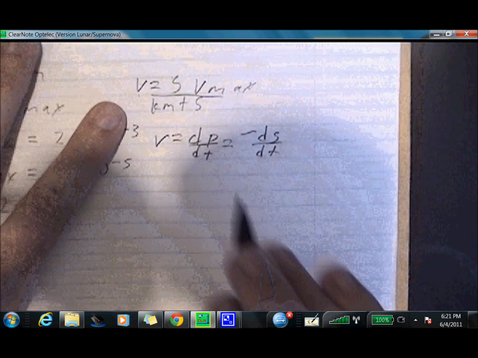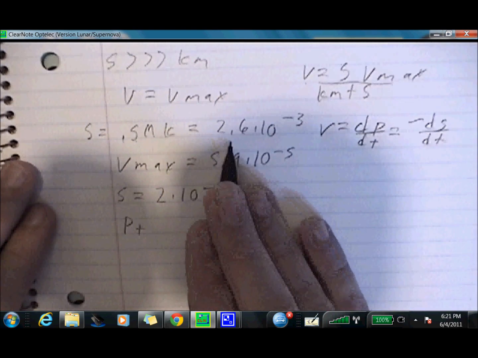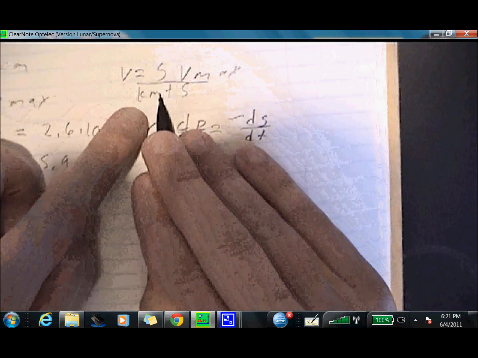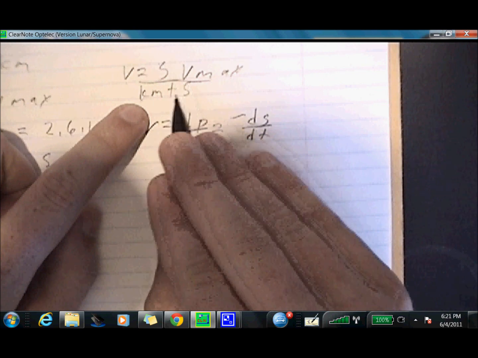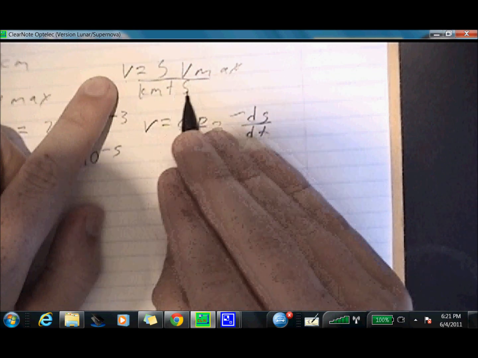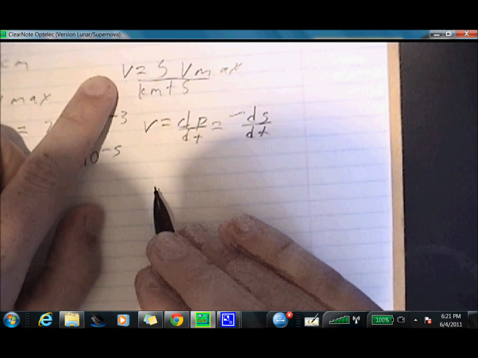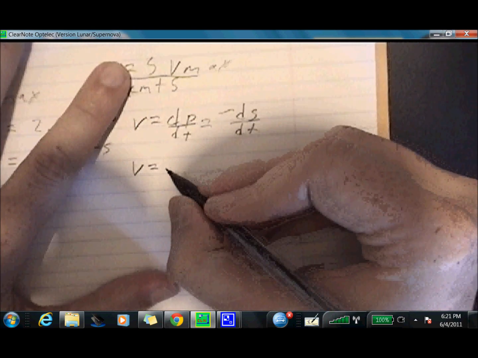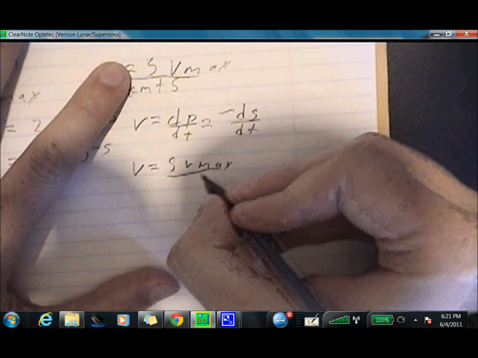Also, something else to know: Km, which is 2.6 times 10 to the negative third, is much greater than the substrate. So in this equation, the S in the denominator pretty much becomes 0. The S up here stays because it's multiplied, but when it's added to Km, it's pretty much 0. So now V is going to equal S V max divided by Km.